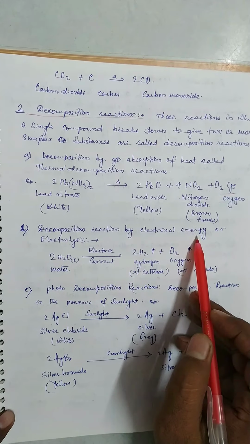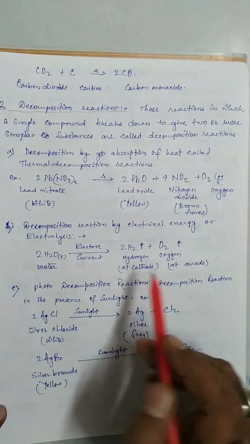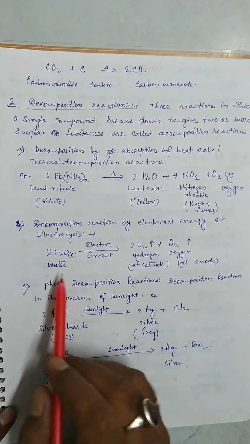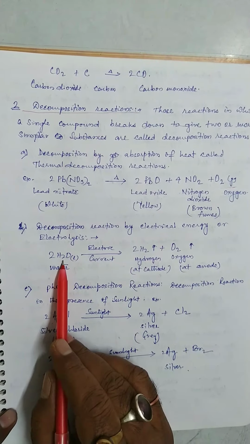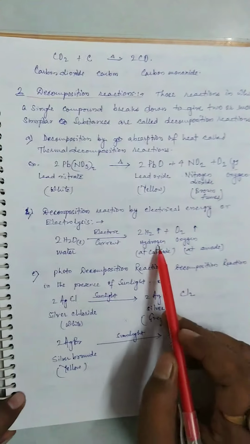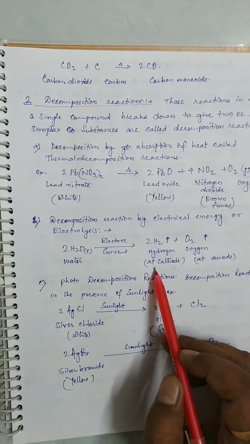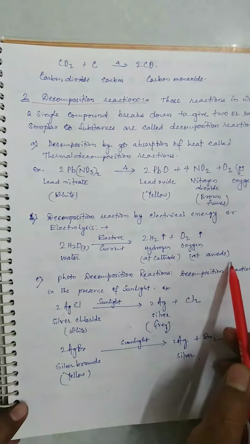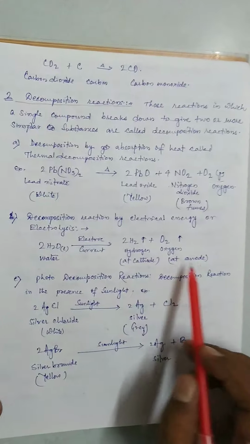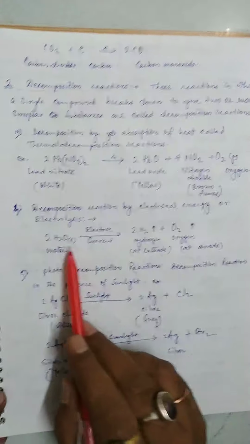decomposition reaction by electrical energy, or the use of electricity, that is known as electrolysis of water. It means when we use electric current, water breaks down into hydrogen gas and oxygen gas. Hydrogen gas collects at the cathode and oxygen gas collects at the anode. So this is the decomposition of water.